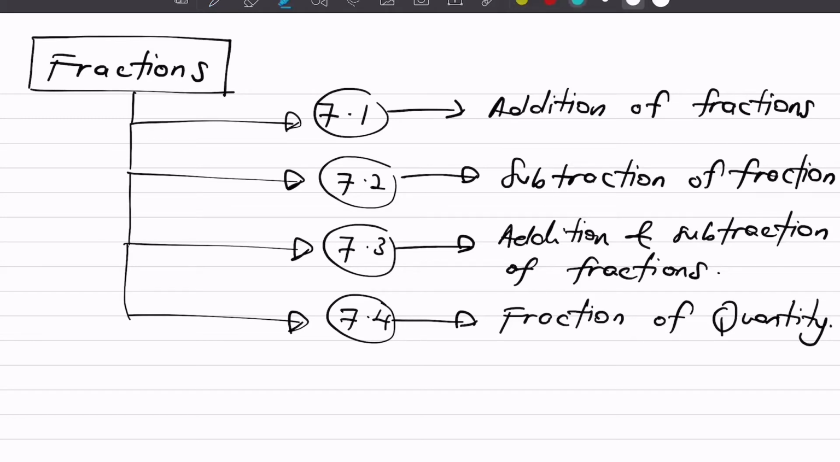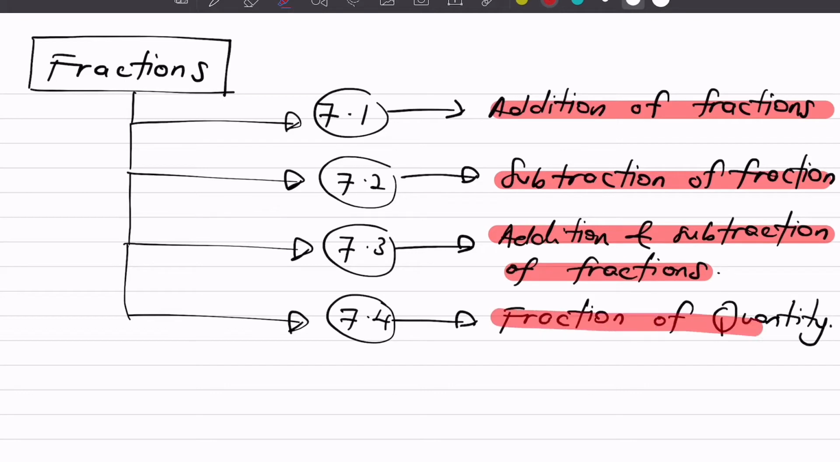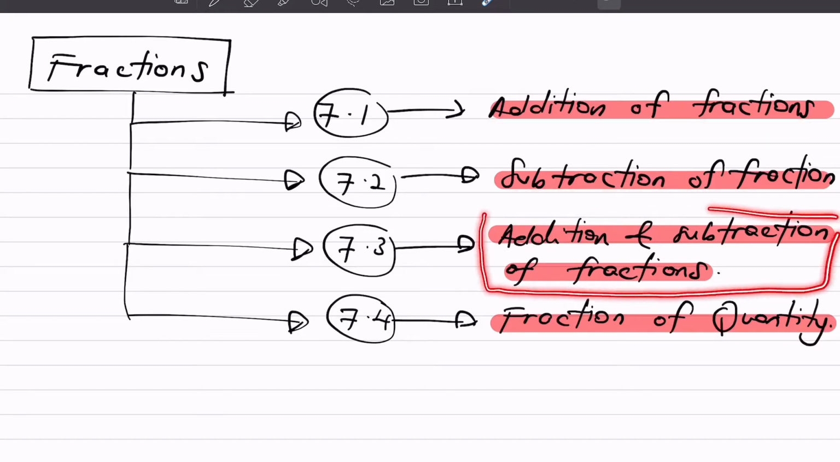Addition of fractions, subtraction of fraction, addition and subtraction of fractions, and fraction of quantity. So today in this lesson I'll be going through the addition of fractions, the subtraction of fraction, and also the addition and subtraction of fraction. In the next video I'll be teaching you on fractions of quantity. So let's move into it.